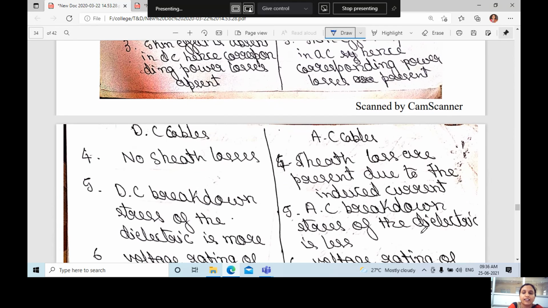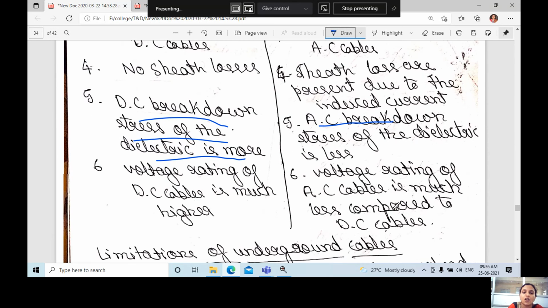No sheath losses in DC. In AC, sheath losses are present due to the induced current. The DC breakdown stress of the dielectric is more, while the AC breakdown stress of the dielectric is less. The rating of a DC cable is much higher. The voltage rating of AC cables is much less compared to DC cables.